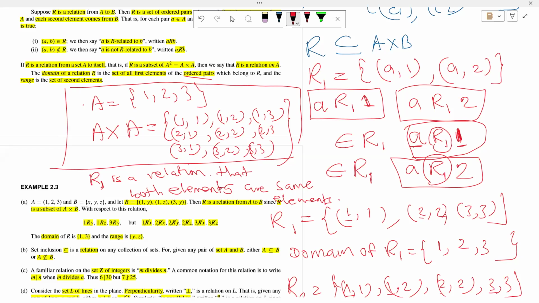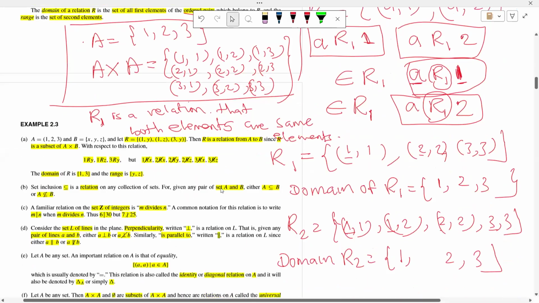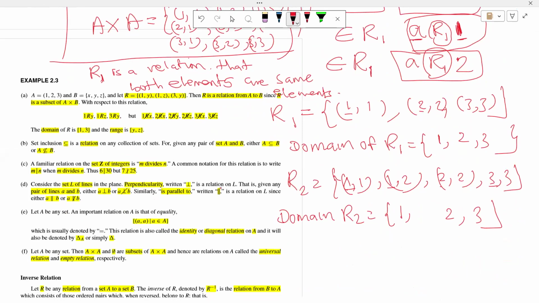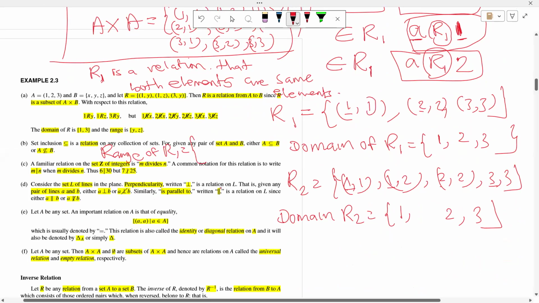The next one, the range. Range means the second element of each ordered pair in the relation, right? For the relation R1, what is the range of R1? Range of R1 means you take only the second element in each ordered pair. Here the range is 1, 2, 3.